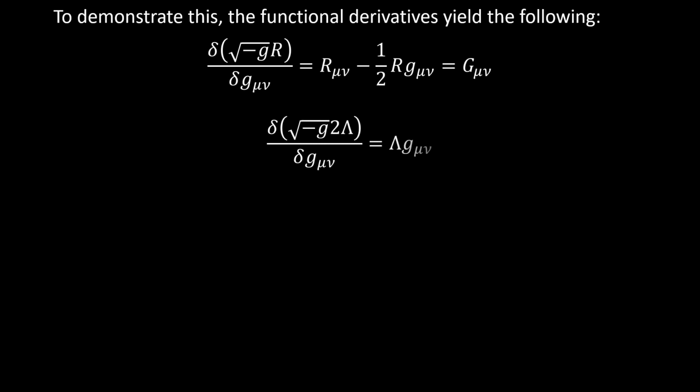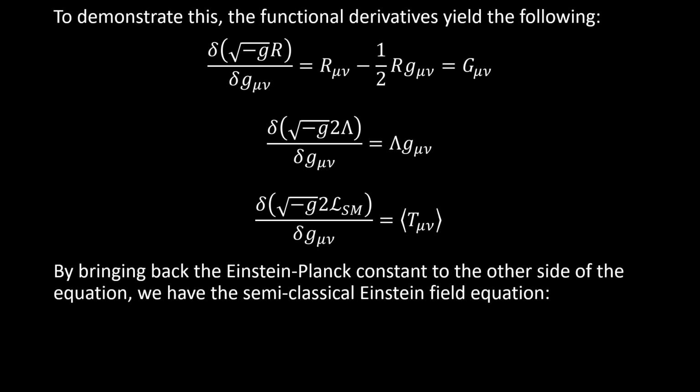So when you vary the cosmological constant in respect to the metric tensor, and you multiply it by square root negative g and the scalar 2, you just get back the cosmological constant and a corresponding metric tensor. When you do the same thing to the Lagrangian of the Standard Model, you get the expectation value of energy momentum. By bringing back the Einstein-Planck constant to the other side of the equation, we have the semi-classical Einstein field equation.